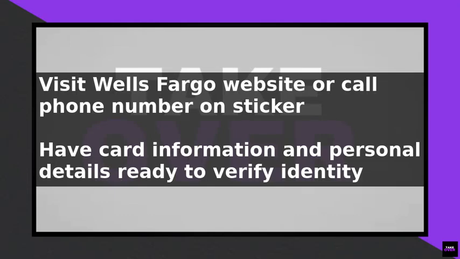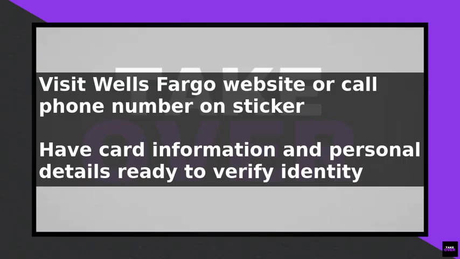To activate your Wells Fargo credit card, start by visiting the Wells Fargo website or calling the phone number provided on the sticker attached to your new card. You will need to have your card information and personal details ready to verify your identity.